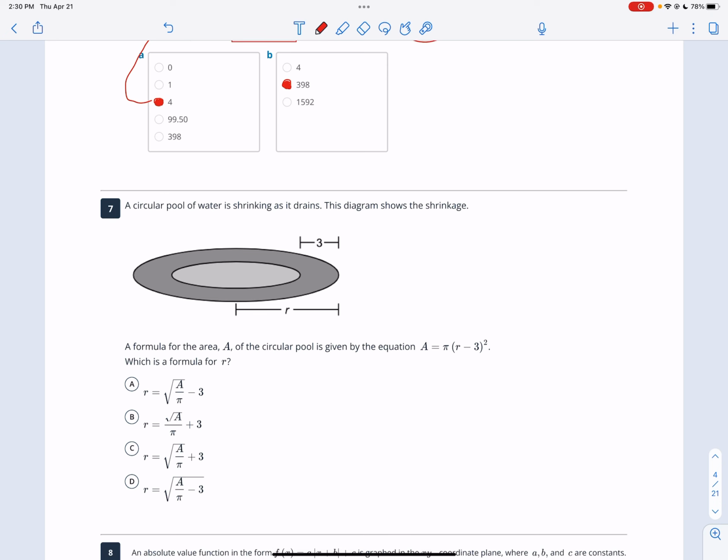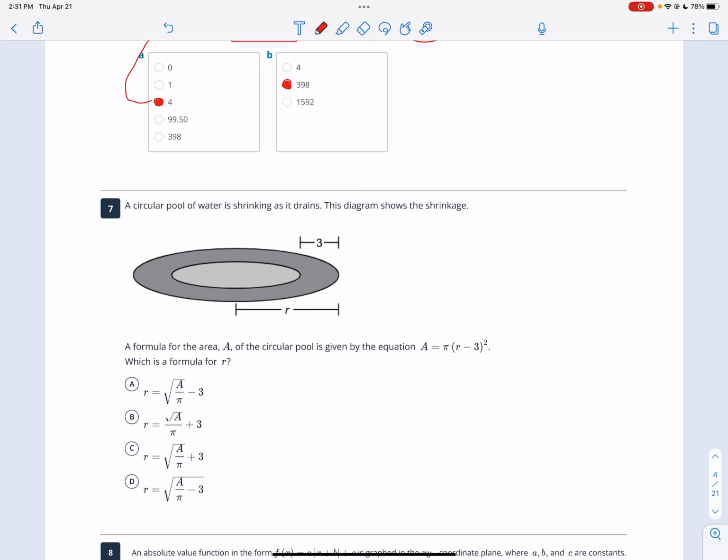Now this one right here, I'm going to do this one and then stop the video. A circular pool of water is shrinking as it drains. The diagram shows the shrinkage. The area A of the circular pool is given by the equation A is equal to pi times (r minus 3) all squared, which is the formula for r. Now, all of this is great information, but you don't even really need a diagram.